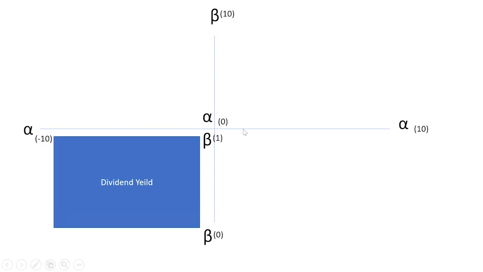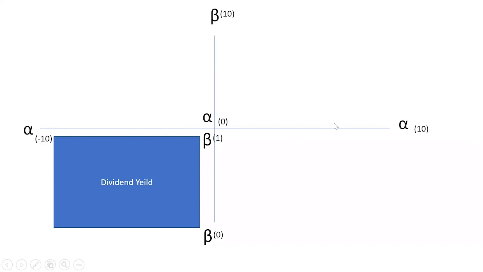Alpha is on the x-axis and beta is on the y-axis. Alpha is 0 at its zero point and beta is 1. And on the left side, alpha is negative, from 0 to minus 10. The value can be anything, as I told you earlier, it is based on the graph. But I am taking minus 10 as the maximum.